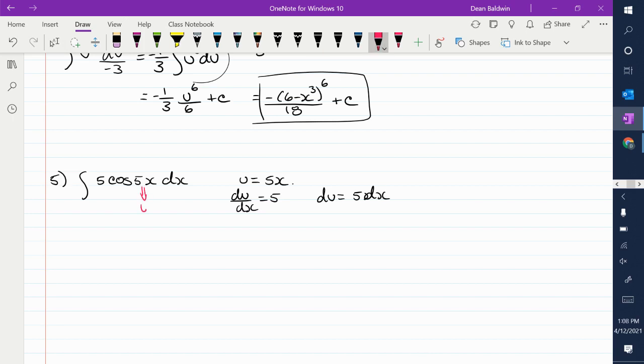So there's my u. This and that become du. So now the integral is now the integral of cos of u du. What's the antiderivative of cosine? Plug back in your u.